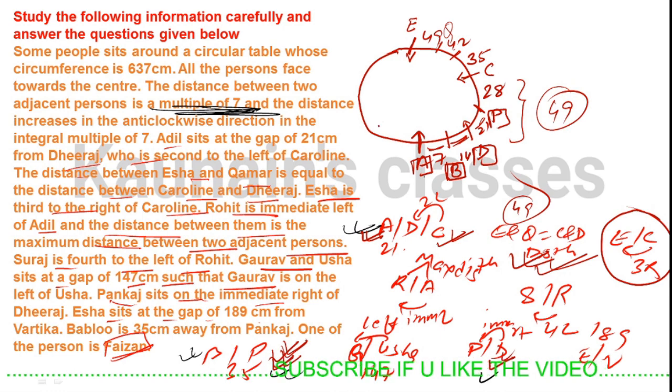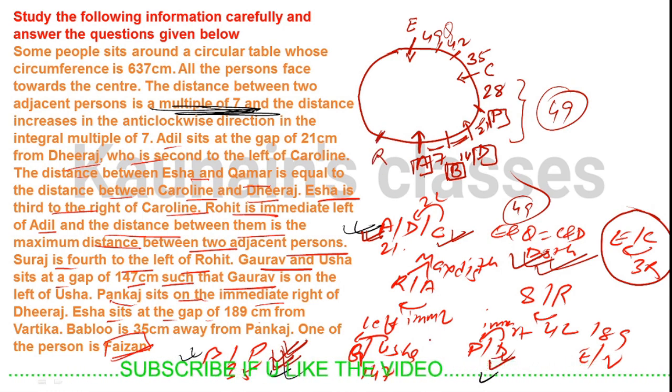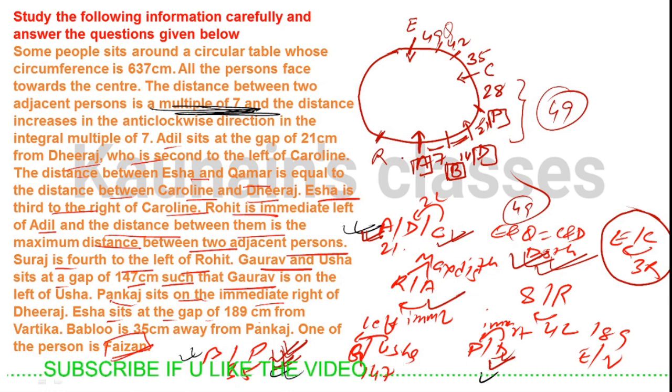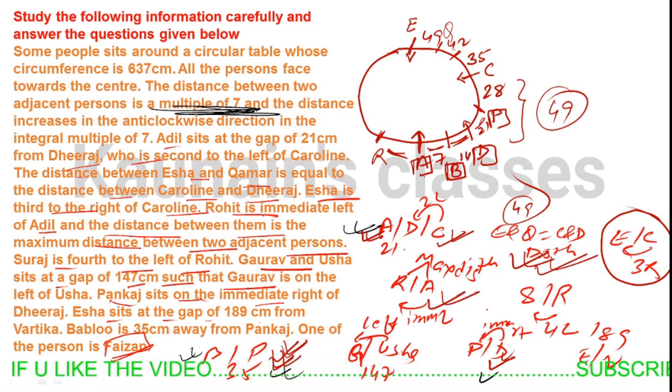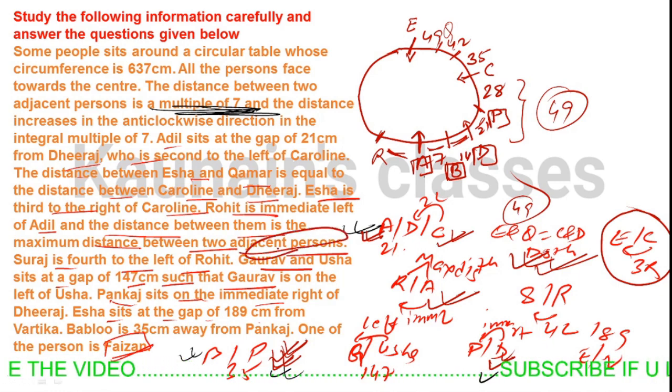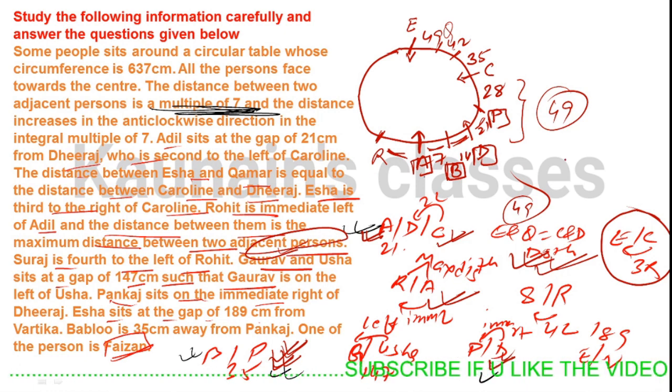A's immediate right is R. So we can place R here. A's immediate left is R, and this distance should be the maximum distance between any two adjacent persons. We know that it was written there that this distance will be the maximum distance between two adjacent persons. Now what can we place?